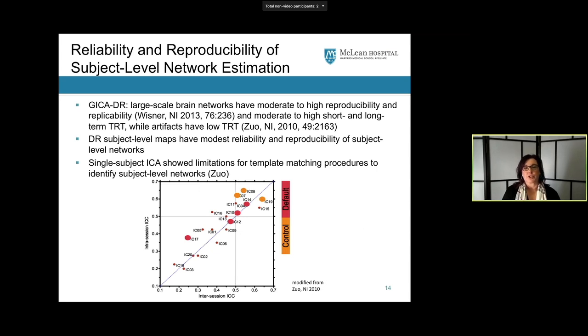Group ICA with dual regression has been studied and reported in a couple of different studies. Large-scale brain networks have moderate to high reproducibility and replicability, and moderate to high short and long-term test-retest reliability. The dual regression subject-level maps have modest reliability and reproducibility of subject-level networks, which was shown in both of these studies. Single subject ICA showed limitations for template matching procedures to identify the subject level networks. And this plot just shows that the inter-session ICC and intra-session ICC were highest for the default and control networks.